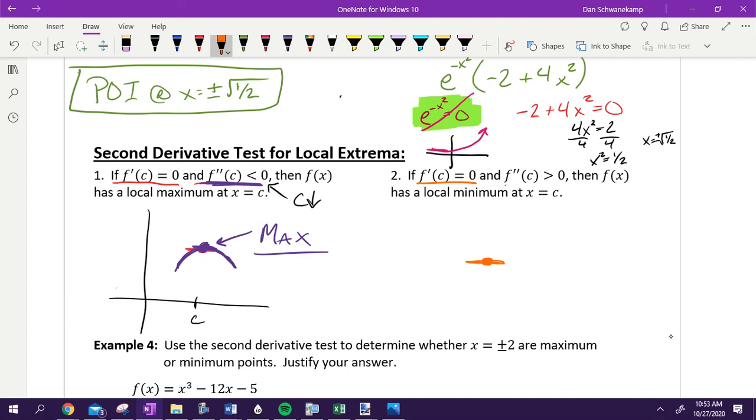and then f double prime is greater than 0. If f double prime is greater than 0, what does that mean? I'm concave up like a cup. If I'm concave up and my slope is 0, what does that mean about that point right there? It's a minimum. That's not that deep. Okay, just think about it. If your slope is 0 and you know about the concavity, it will tell you whether it's a maximum or a minimum.